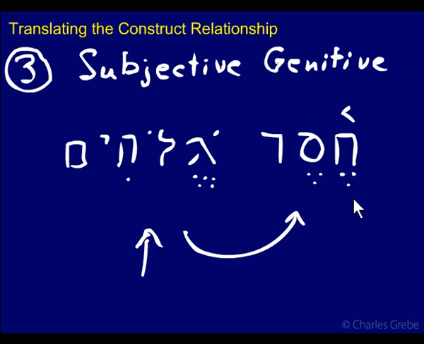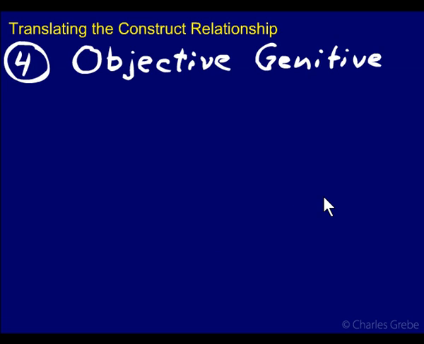So subjective and objective genitives work with nouns that have a verb counterpart to them. The subjective is when the absolute, or the genitive, this one here, sorry, is the subject. This is doing that. Objective genitive is just the opposite.